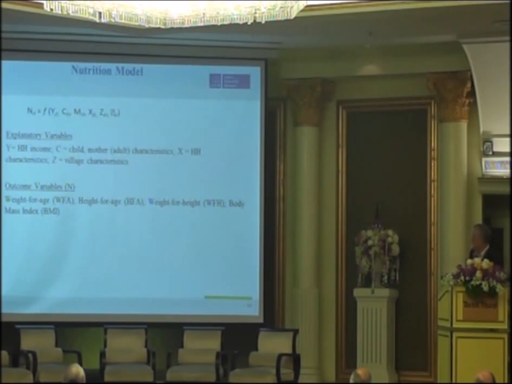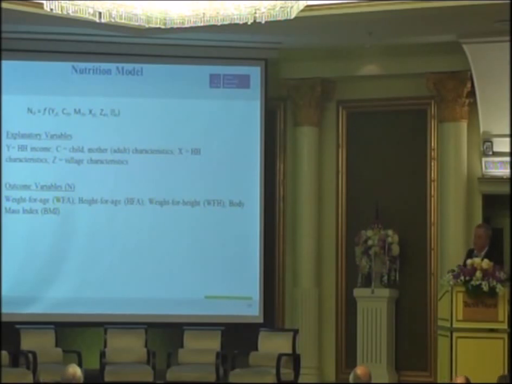So then you would say, okay, the nutrition outcome of an individual at any point in time of these three years in a household, so a child in a household, is related to the income of that household, to different characteristics of the child, of the mother, and of course if we take an adult as a nutrition outcome, then we would take the adult characteristics. It would be related to a set of village characteristics, a set of household characteristics.